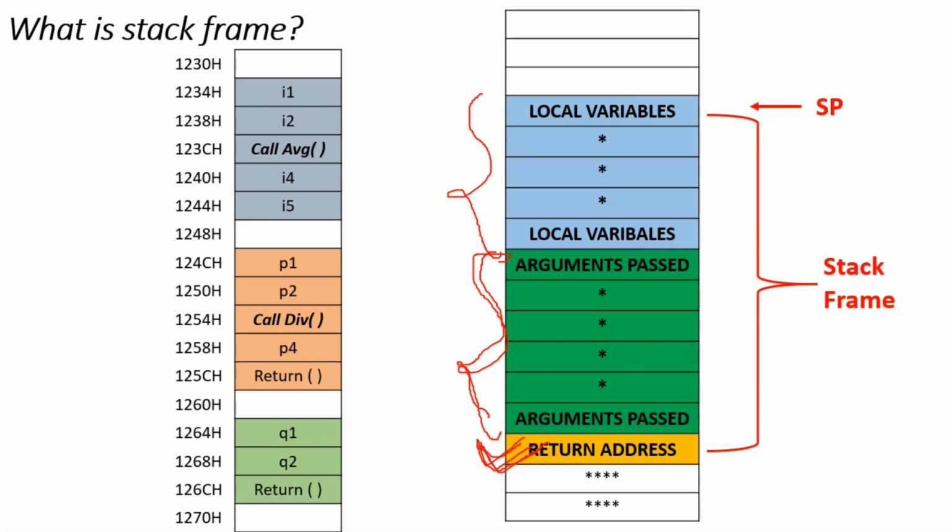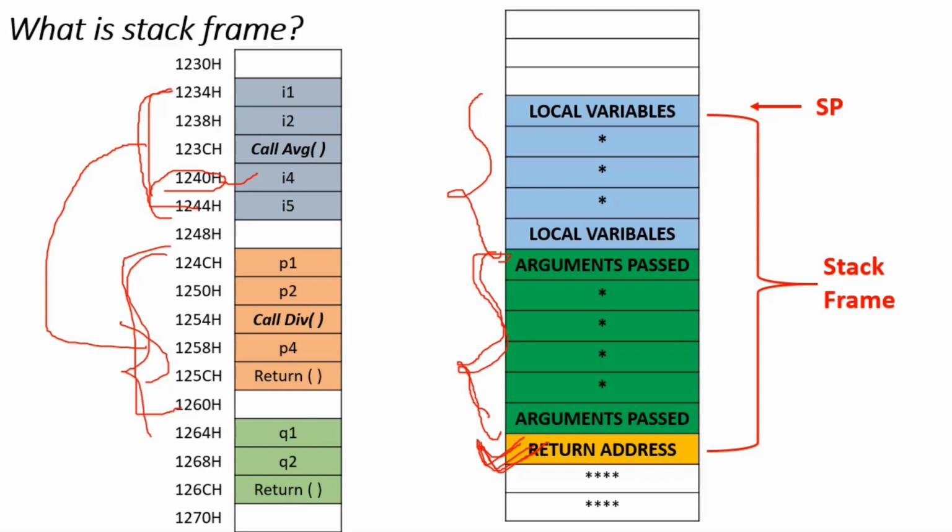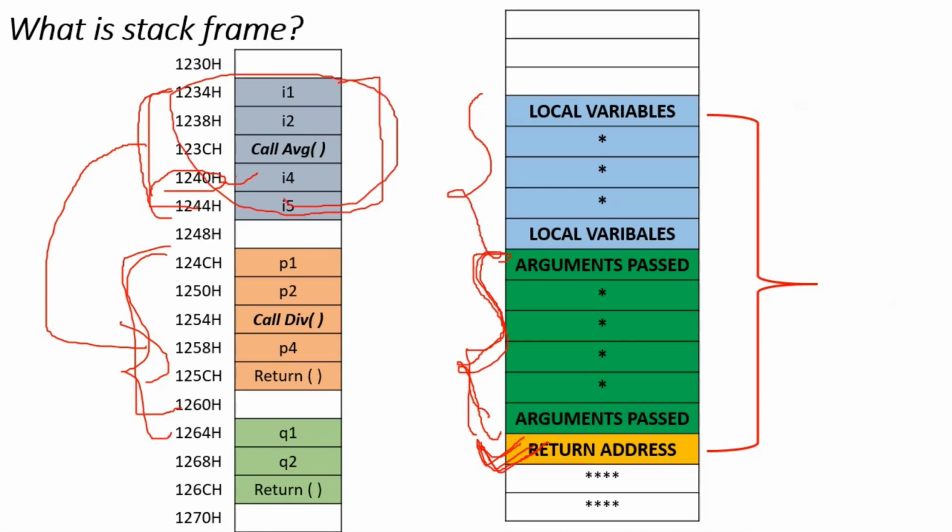That means here in my main program, when the main subroutine calls this average subroutine, the return address of the main subroutine is pushed. Then the parameters passed to the average subroutine are stored into the stack, and later the local variables of main, which is calling the average subroutine, are stored here.